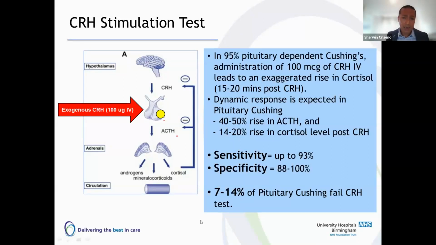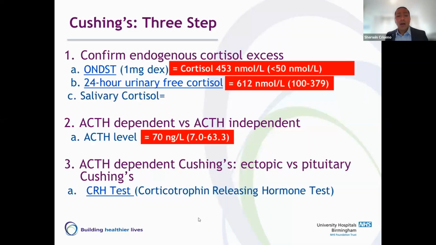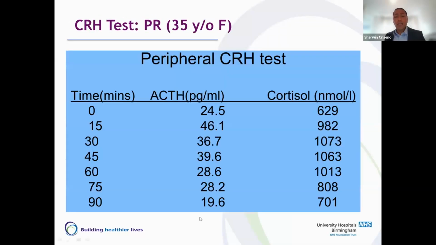Okay, now, if we're going to look at this particular patient, this is the CRH test of the patient. So let's look at whether there was a dynamic response. So the baseline ACTH was 24.5 and the baseline cortisol is 629. So was there a dynamic response following CRH administration?